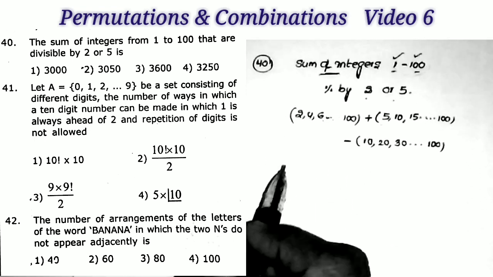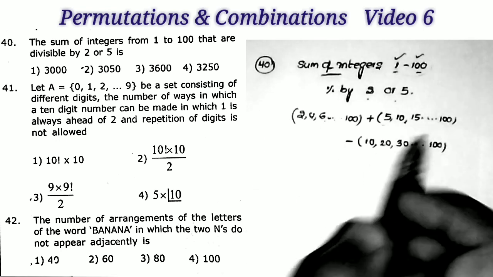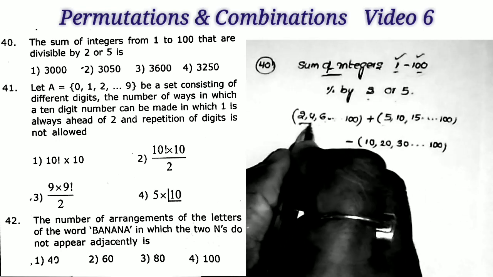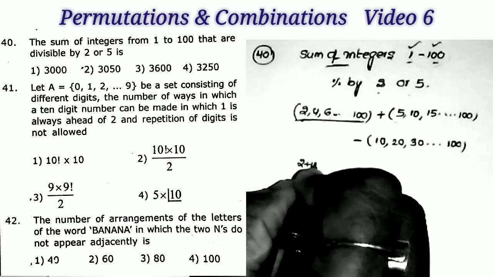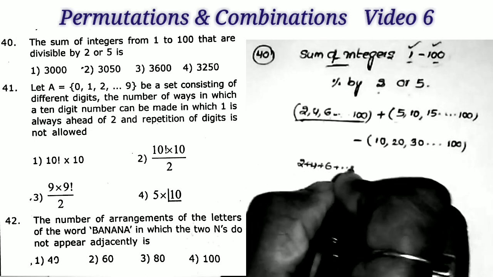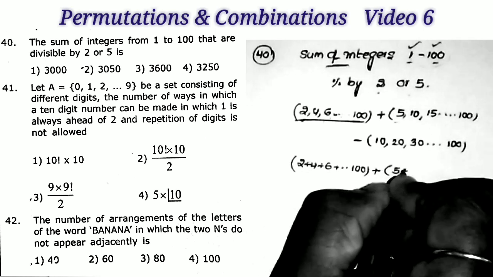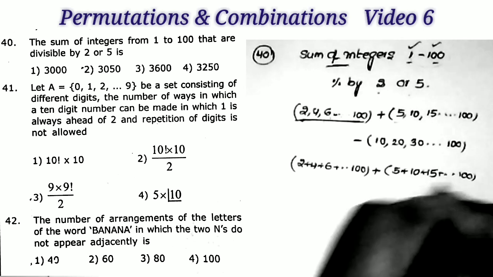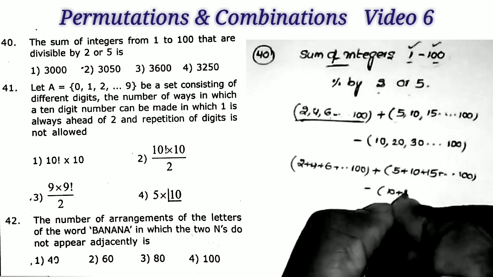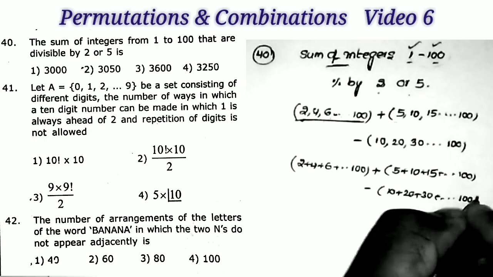So what is the given question? We want the sum of all these values. Listen: 2, 4, 6 and so on are all these values. 2 plus 4 plus 6 plus and so on plus 100, just adding all these values, plus 5 plus 10 plus 15 and so on up to 100, minus 10 plus 20 plus 30 and so on up to 100. We want this value. That is the given question.